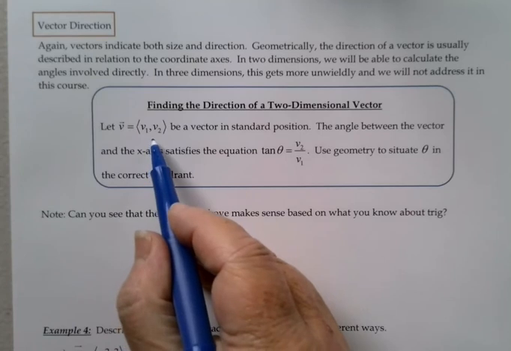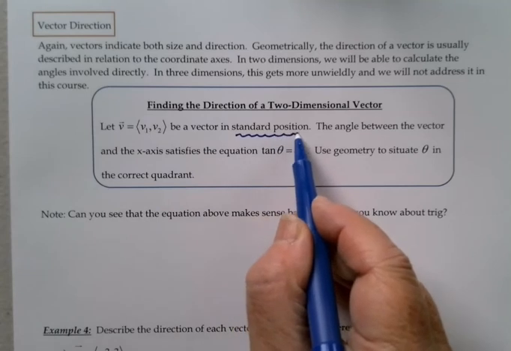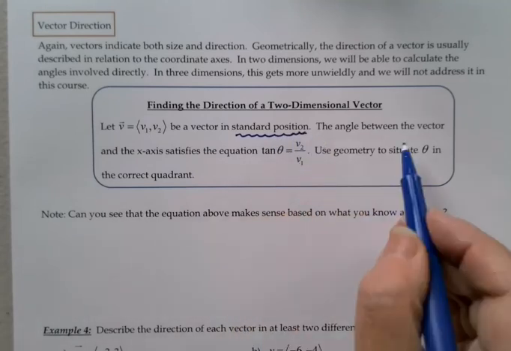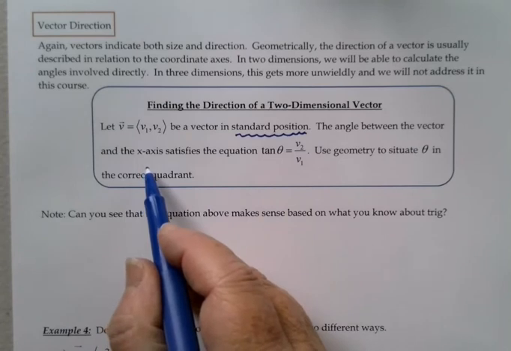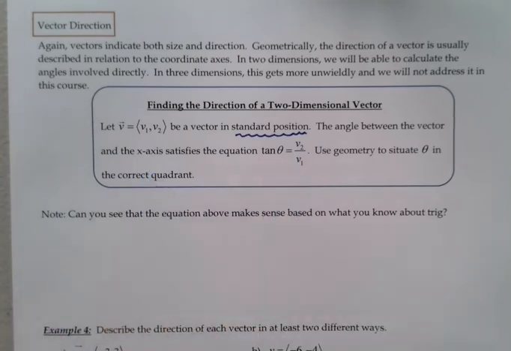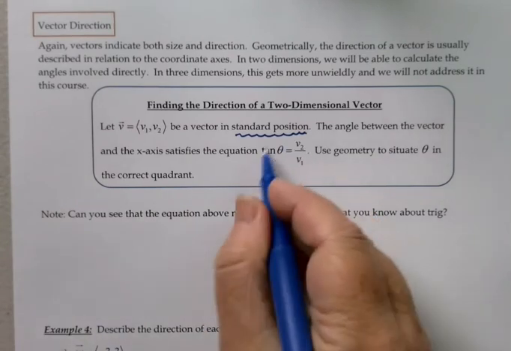If again our vector v1, v2 is in standard position, really important that we have it in standard position, then the angle between the vector and the x-axis satisfies the equation tangent theta equals v2 over v1. We may still need to think about the geometry to make sure we get our theta in the correct quadrant, but this formula will get us 90% of the way there. Okay. First of all, let's just talk about this equation and where it came from.